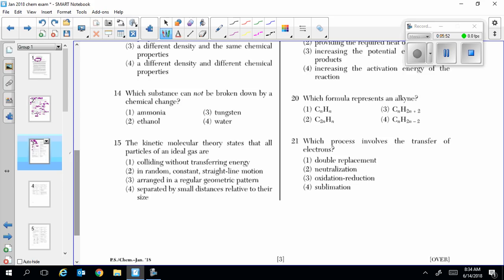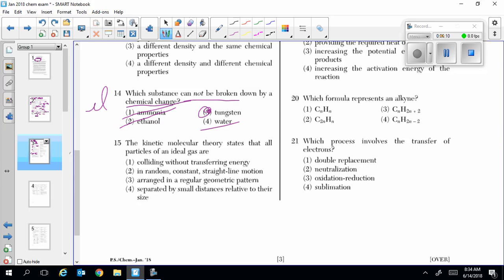Which substance cannot be broken down by a chemical change? If you can't break it down, it's on the periodic table. You're talking about an element. Ammonia is not on the periodic table. Ethanol is not on the periodic table. Tungsten is. Water's not. So go pick an element if you can't break it down chemically.